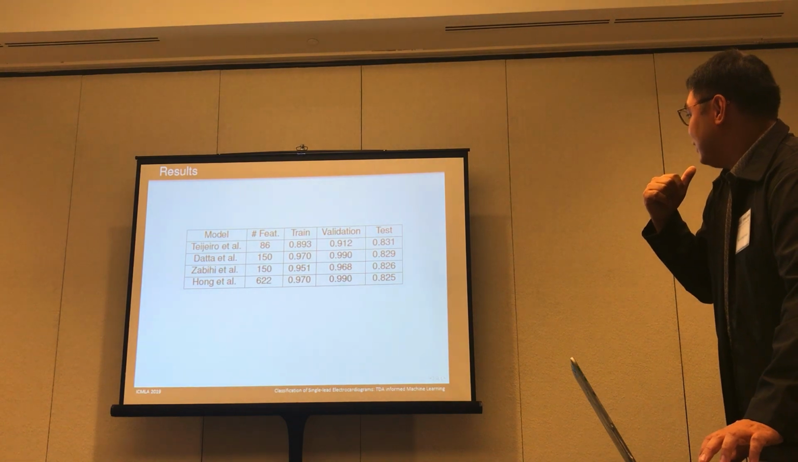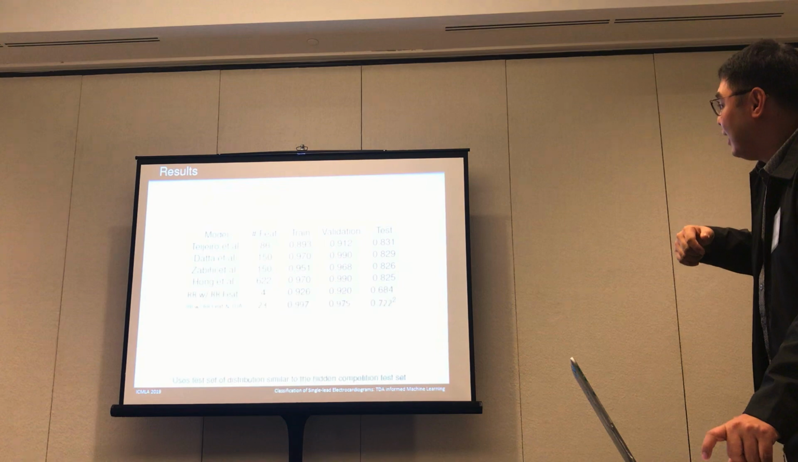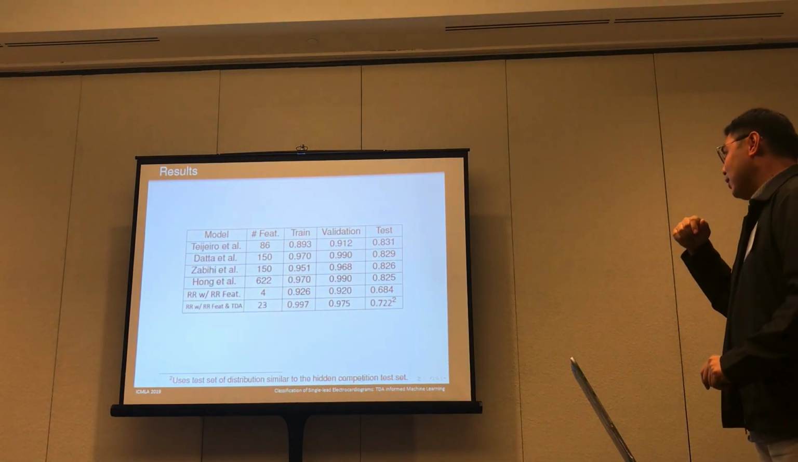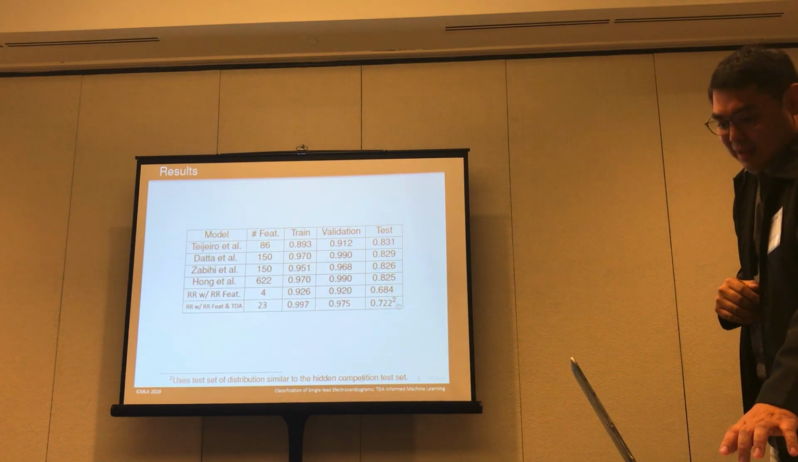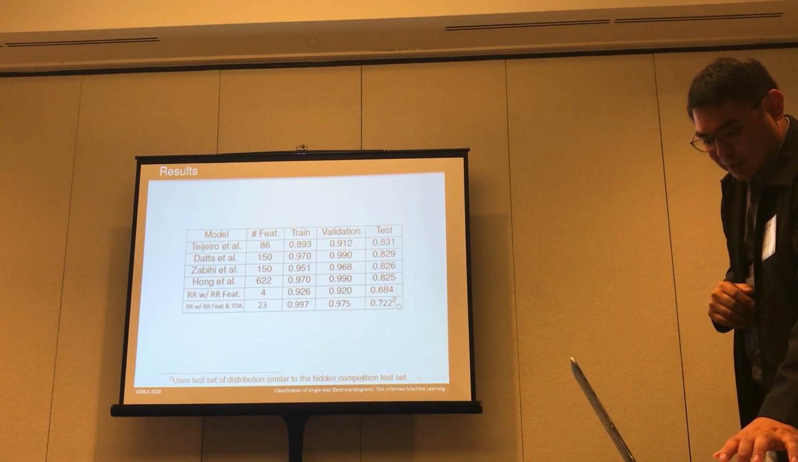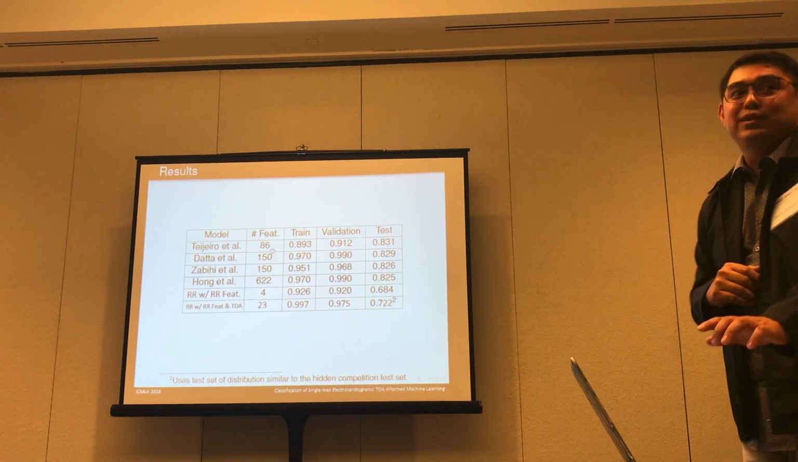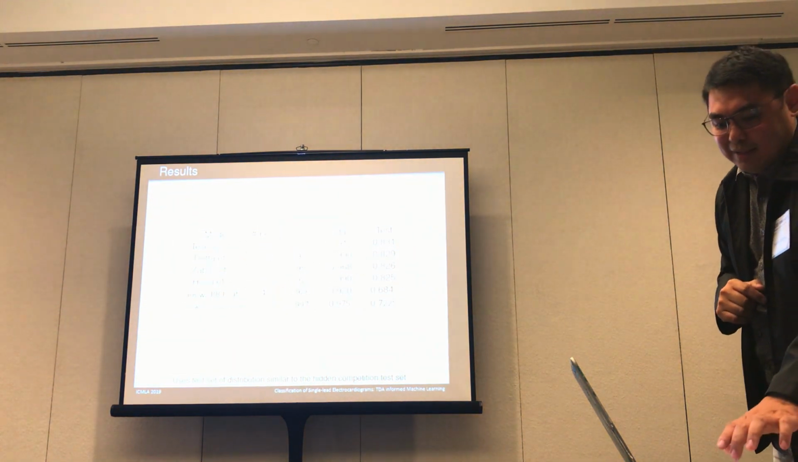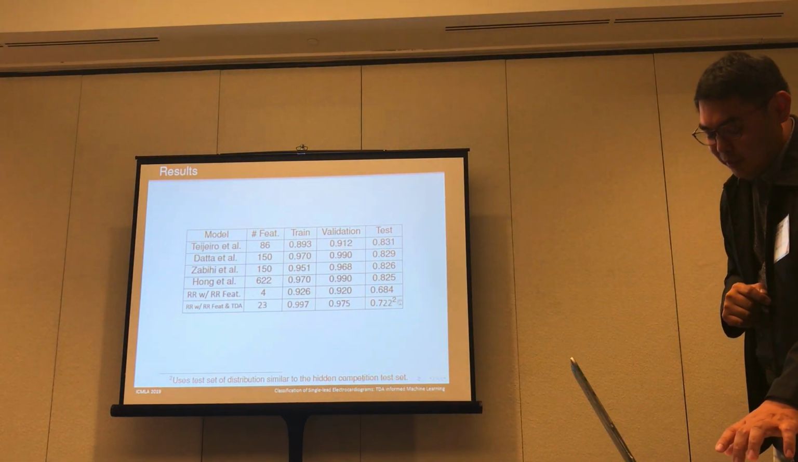And just to put it in perspective, these are the winning models in the competition, and these are the results for our model. We didn't quite beat them; our result is 0.72. The winning model was 0.83, but you have to keep it in perspective. They used a lot more features than we did. Another observation here is that we only used 23 features and we're already at 72%.